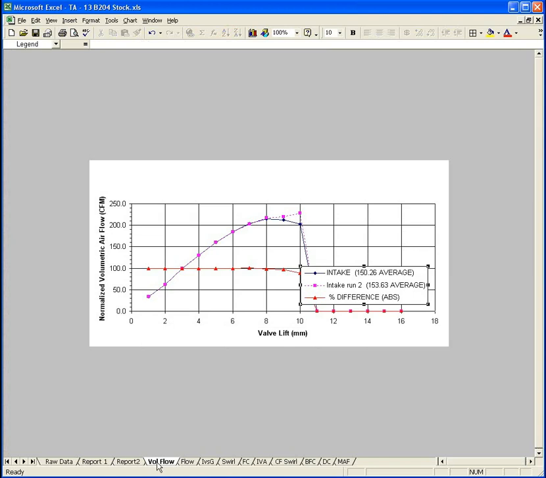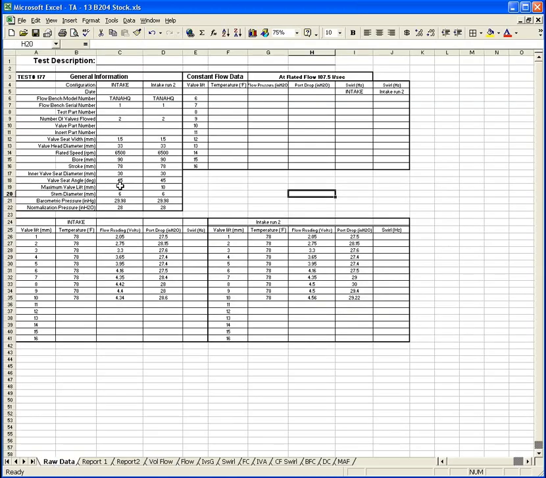So this is the volume flow. It also takes an average of it. The average is based on this number here. So if you put a maximum of 10, then that averages through the 10th, 10 millimeters of lift. So that's what that does.